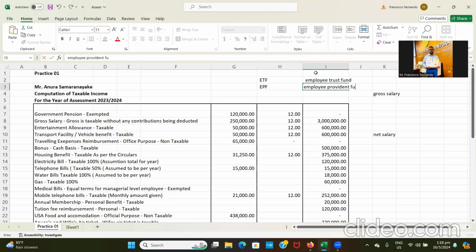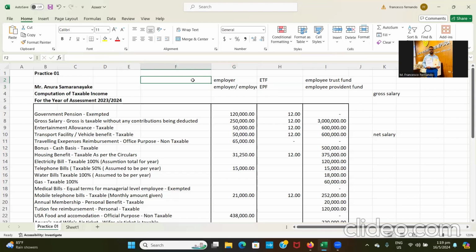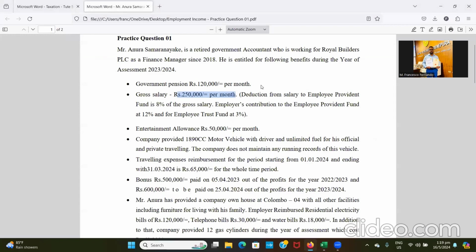ETF is normally contributed by the employer. EPF is normally contributed by both the employer as well as the employee. You have to remember that, it is important not only for taxation, even for next semester's advanced financial reporting. ETF only employer, EPF both employer and employee, right? So these are the first two adjustments. Those things are very easy, but when we come more towards the sum, there are difficult areas.